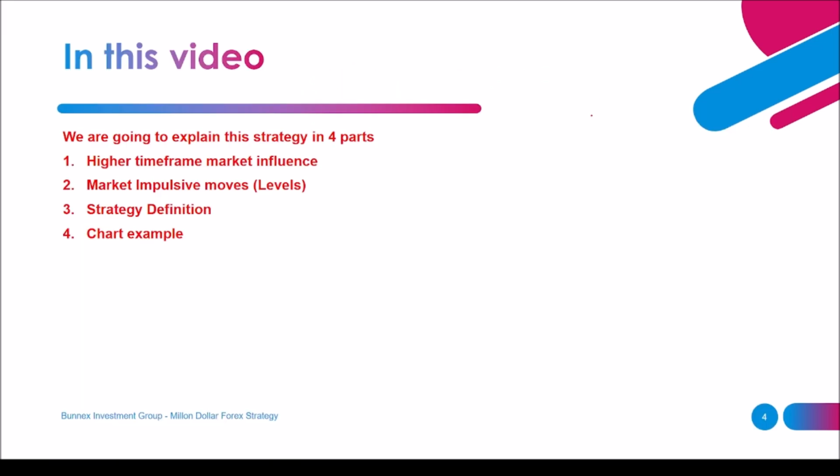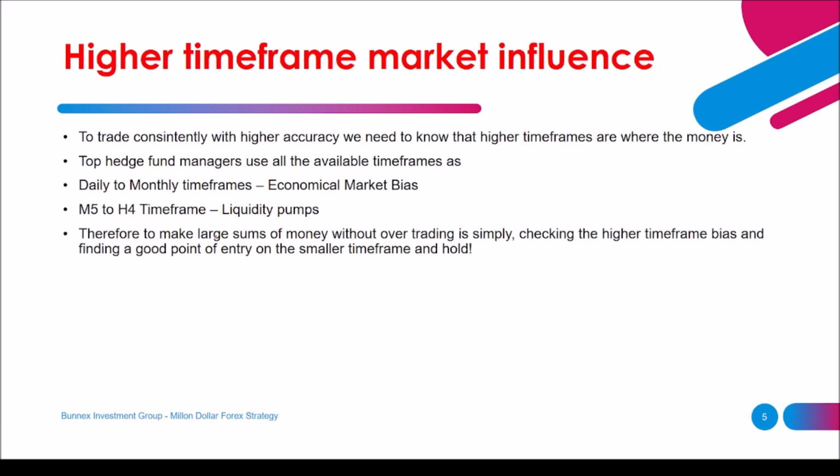So this video is going to explain this strategy, but we are going to do so in 4 parts. We need to first define the higher time frame market influence, and then talk about the market impulsive moves, which are basically called levels, then strategy definition, and the last but not least, which is the most important one, is when we move over to the charts, so that I'll illustrate how you actually get these points and the reasons behind holding trades for quite a long period of time. So let's jump right into the higher time frame market influence.